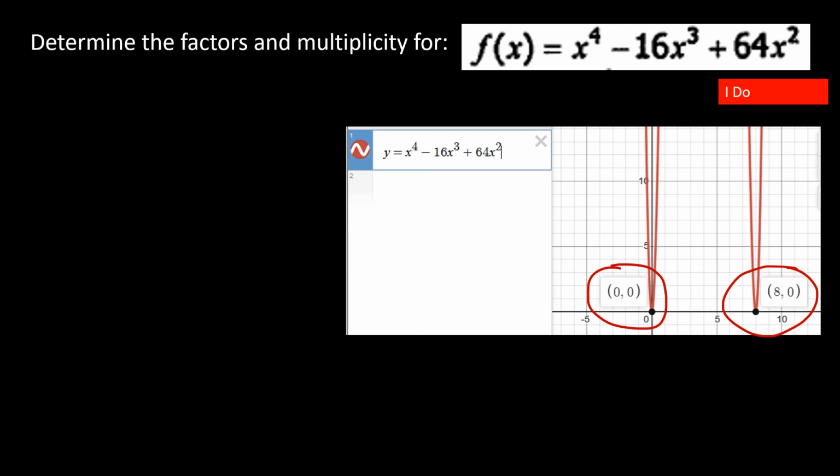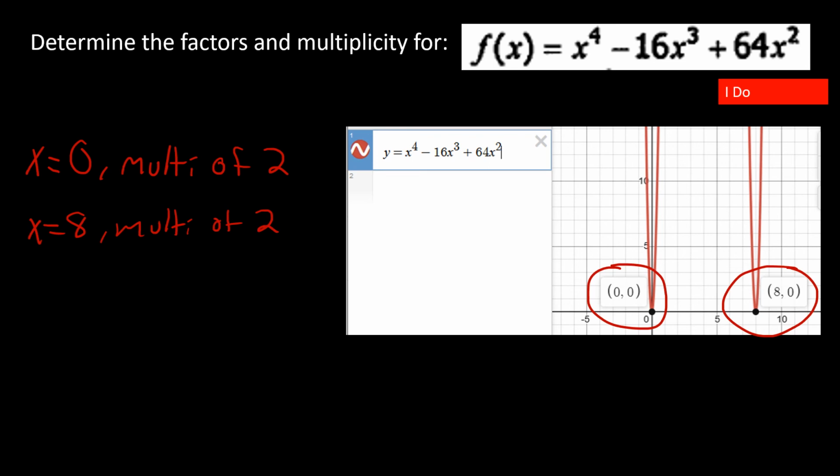So what ends up happening here is I have x equals 0 with a multiplicity of 2, and I know it's a multiplicity of 2 because it's a bounce. Had it crossed through at 0, I know that it would have been an odd multiplicity of either 1 or 3. Next, I have x equals 8 with a multiplicity of 2.